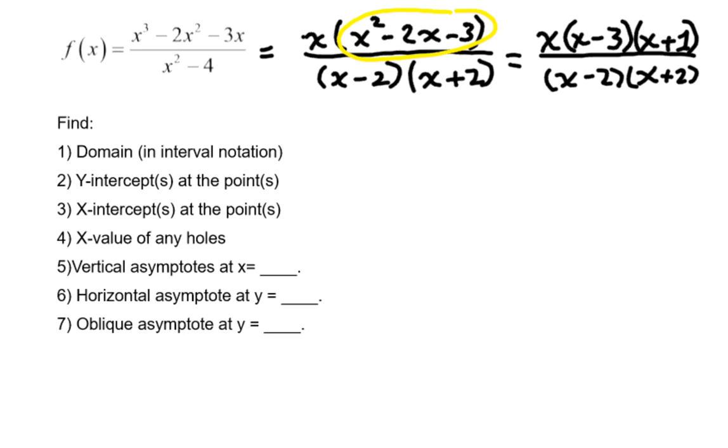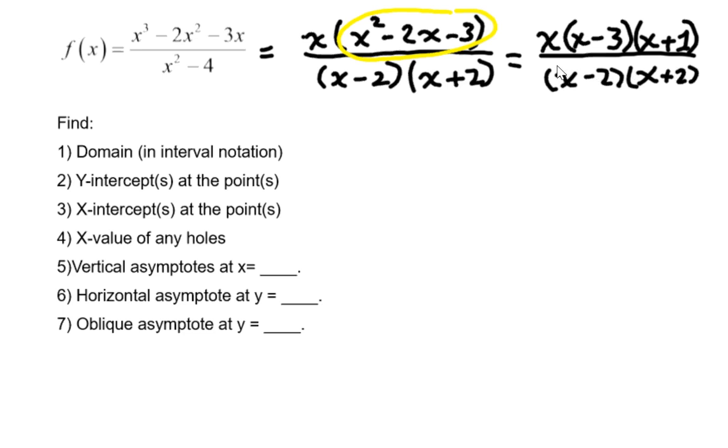Okay, so now that this is fully factored, let's see if we can answer each of these questions. First of all, the domain in interval notation. Well, the domain is the set of x values where any value that we plug in for x, we get a real number answer. And what we want to do is identify the values that would create a not real number answer or a number that doesn't even exist.